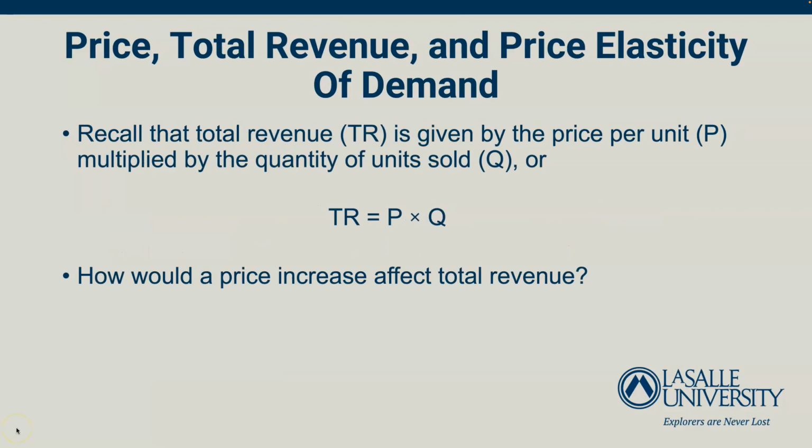Recall the total revenue is given by the price per unit P multiplied by the quantity of units sold Q, or simply stated, P times Q. So we can figure out how a price increase affects total revenue by breaking down this formula into the P component and the Q component. And so by itself, an increase in price will lead to an increase in total revenue. But we know from the law of demand that if you increase price, you also reduce quantity demanded, and that also has to be taken into consideration.